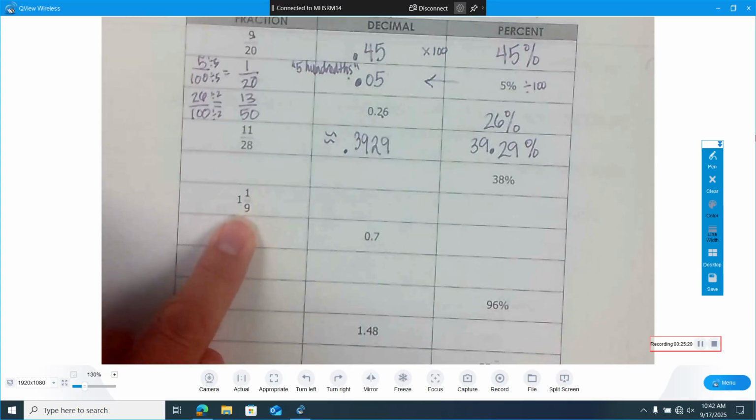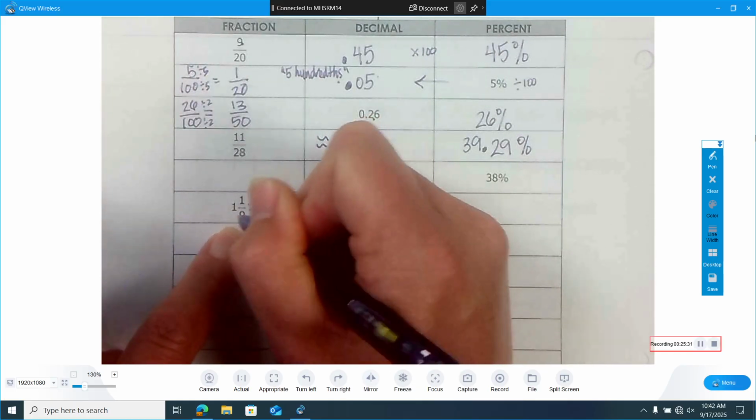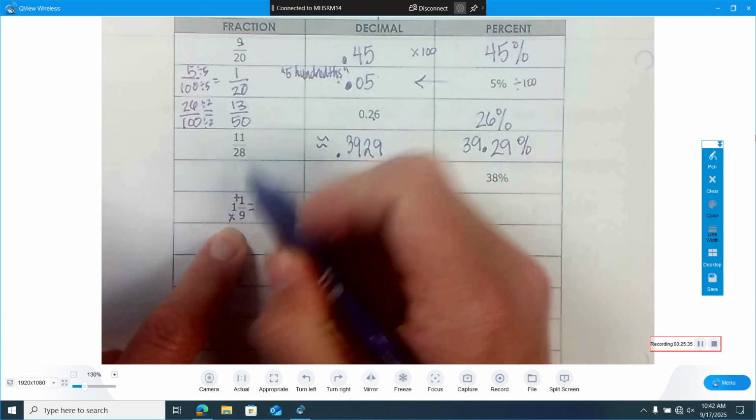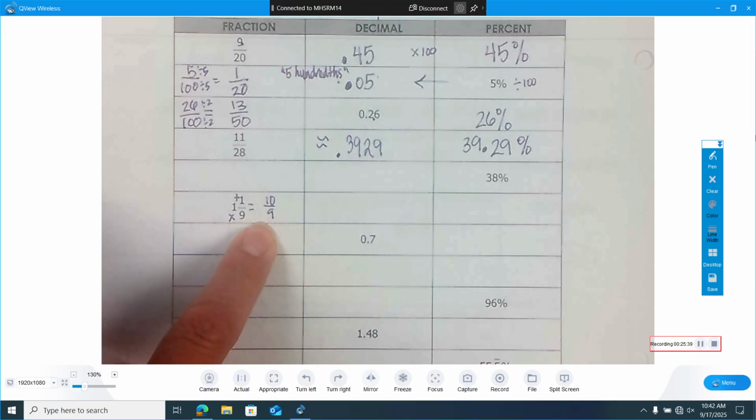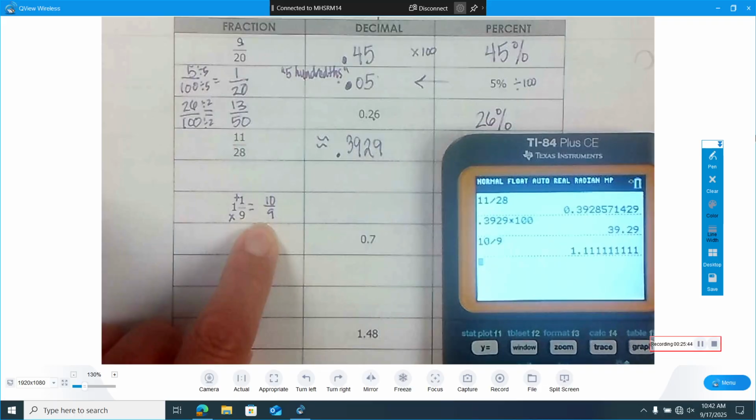Let's get down to this one, the 1 1/9. That's a mixed number. What do I need to do to that? Make it an improper fraction. Yeah, so we're going to multiply and add. So that's going to be 9 plus 1 gives me 10/9. So there's my fraction. All right, 10 over 9.